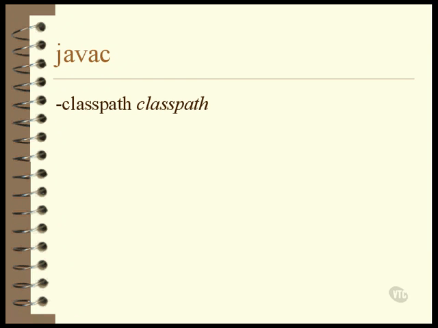You can do this by naming the directories on the command line with this option, or by setting the class path environment variable. The class path is a list of directory names separated by semicolons on Windows and separated by colons on other systems. The compiler produces class files. The default is to put them in the current directory, but this option instructs the compiler to put them in this other directory.